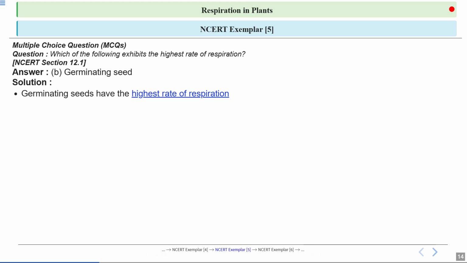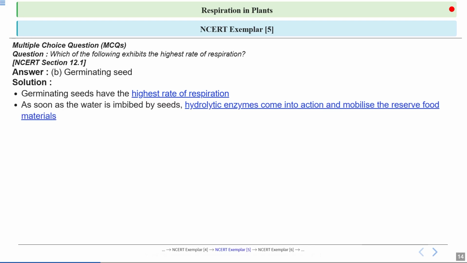Now, germinating seeds have the highest rate of respiration. This is because they need a lot of energy to grow rapidly. As soon as the seed absorbs water, the hydrolytic enzymes become active and start breaking down the stored food. That is, they mobilize the reserve food materials. Because of this, the seeds show high metabolic activity and quickly develop into tiny plants. That is, they germinate into a tiny plant.